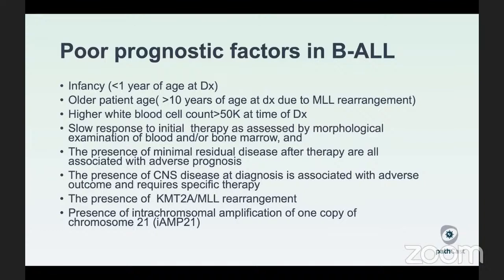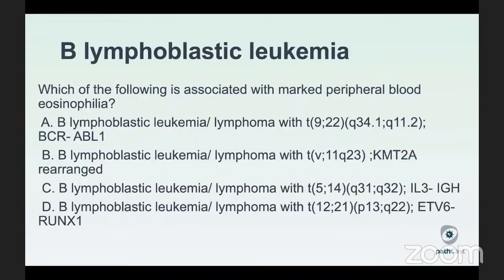That's why we do a lot of CSF sampling for patients with B-lymphoblastic leukemia, to make sure that we don't have blasts in the CSF. Presence of intrachromosomal amplification of chromosome 21, iAMP21. These are the poor prognostic factors.